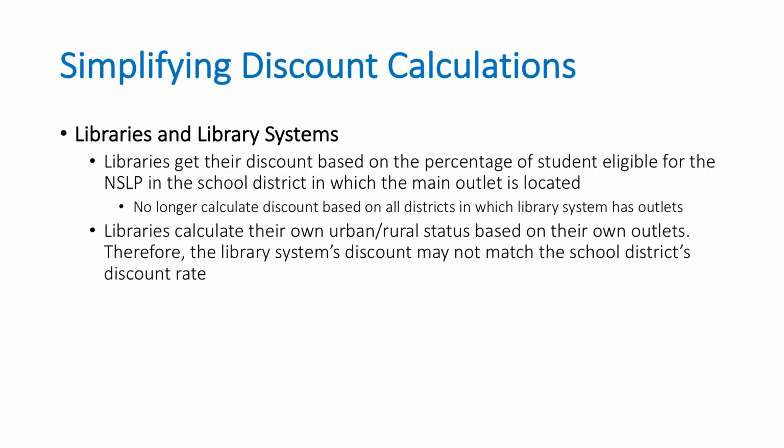Libraries use the school district that the library resides in, or the outlet resides in. They calculate their urban and rural status based upon their outlets, and the discount may or may not match the district because of where they reside. But the student population or student discount rate uses where the main outlet is located as their percentage.